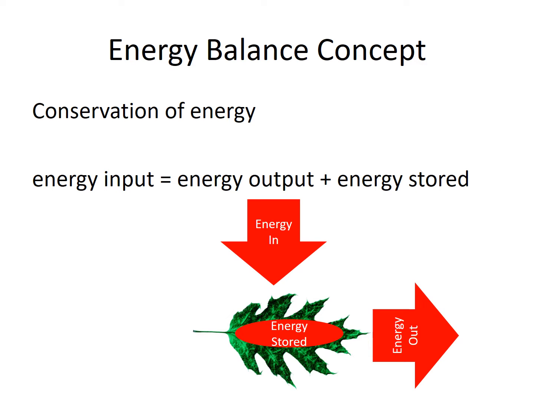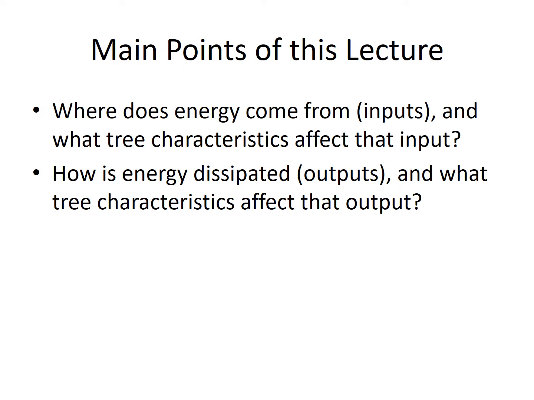Now when we think about energy stored, when we think about an object like a leaf or a stem or another part of a forest, stored energy basically means a change in temperature. So if energy is stored in a leaf, that means the temperature goes up. If energy is released from storage in a leaf, that means the temperature goes down. So that's an important principle, that the temperature of a leaf is a function of the balance between energy inputs and energy outputs. So that's a really important principle for this lecture.